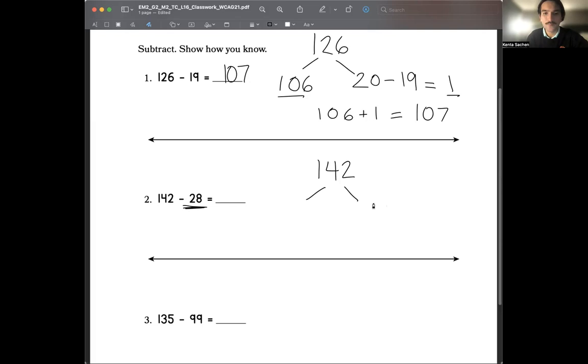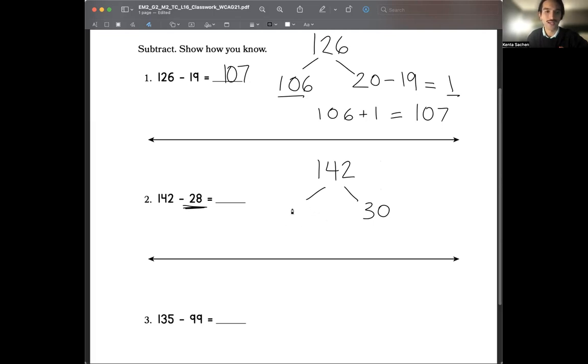Clebin, what do you think? 30? Yeah, I agree. 30 is very close to 28. Okay, then what would the other part be? What is 142 minus 30, minus 3 tens? We have 4 tens right here. Let's take away 3 tens. Go ahead and write it down. Yep, you should all be writing.